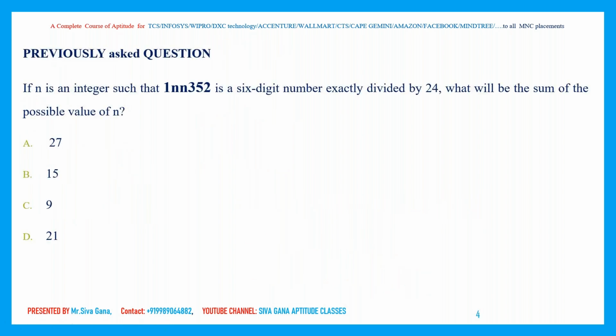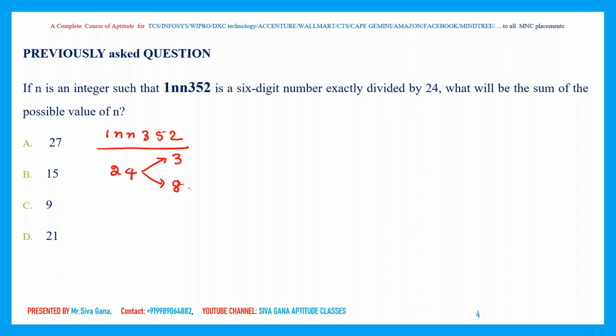Right. If n is an integer such that 1n352 is a 6-digit number which is exactly divisible by 24, what will be the sum of the possible values of n? What is given: 1n352 is a 6-digit number, and this is divisible by 24. If a number is divisible by 24, it must be divisible by both 3 and 8.